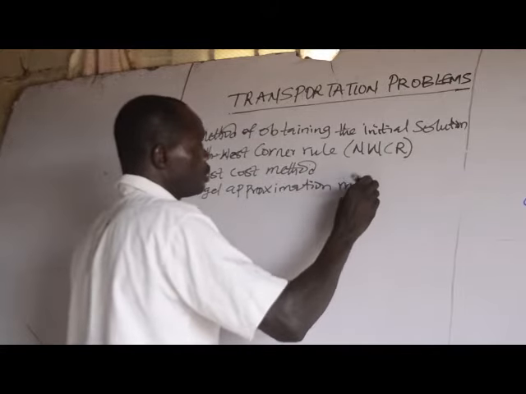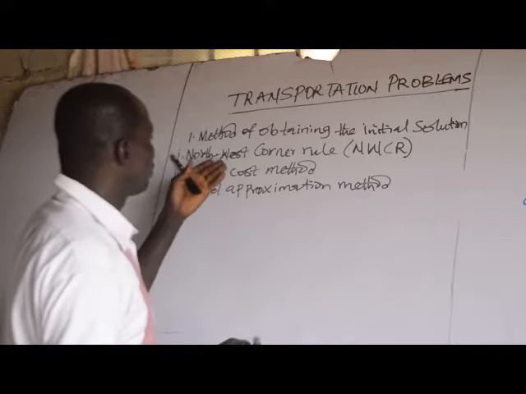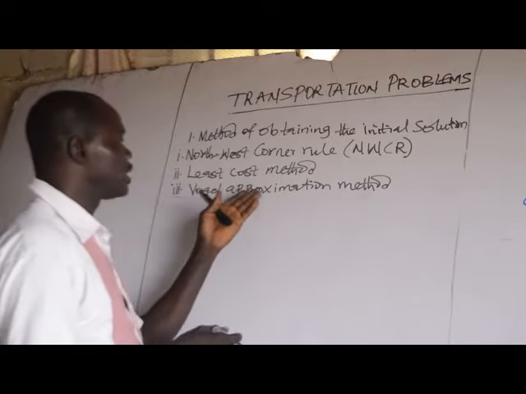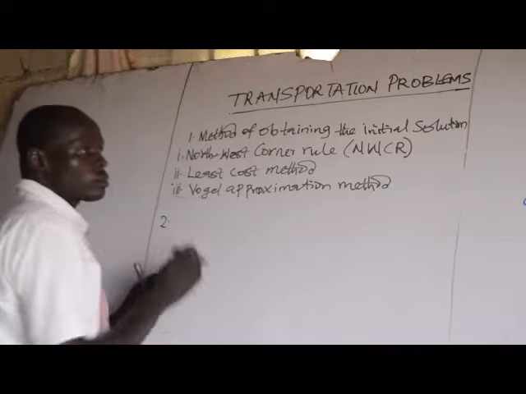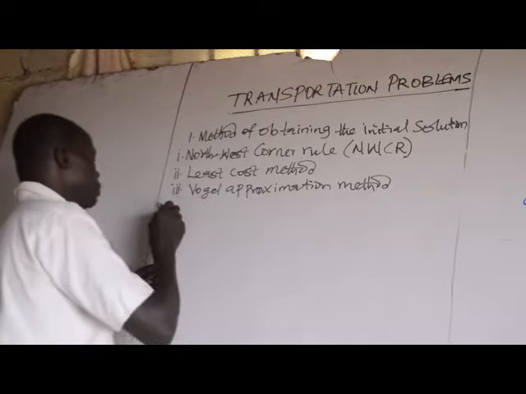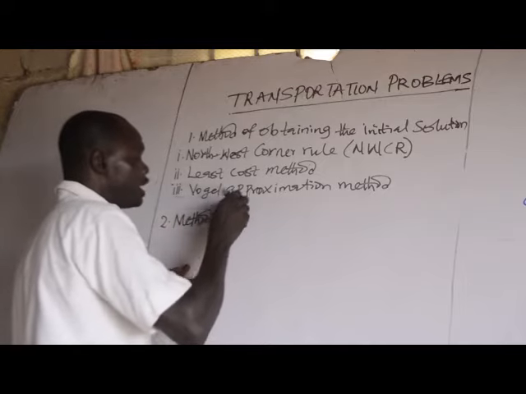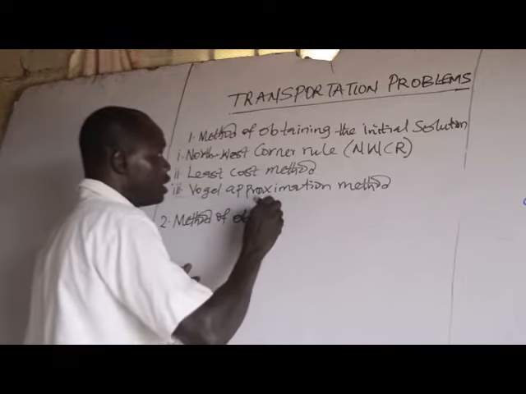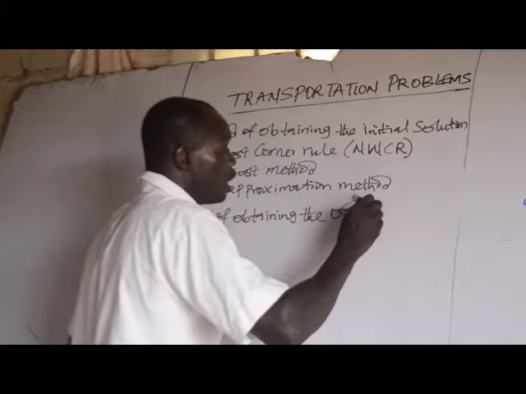These are methods of obtaining the initial feasible solution. Number 2 method is the method of obtaining the optimal solution.